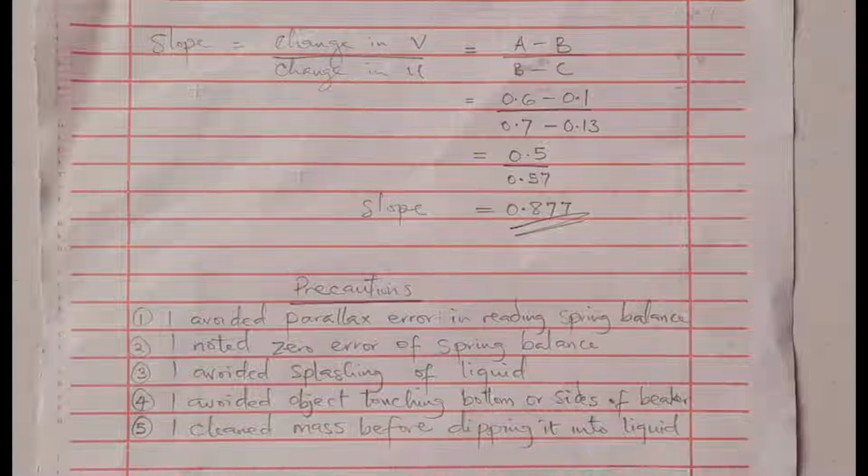So number 3, I avoided splashing of liquid. See, I didn't fill it up to the brim so that when I immerse the loads, the liquid doesn't splash out. Right, I also avoided the object touching the bottom or sides of the beaker. So I kept adjusting the beaker to make sure that the masses were immersed at the center of the liquid so that they won't touch the walls and also the bottom of the beaker. I avoided that too. And also I cleaned the masses before dipping them into the liquid so that I won't add to the density of the liquid from the other liquid.